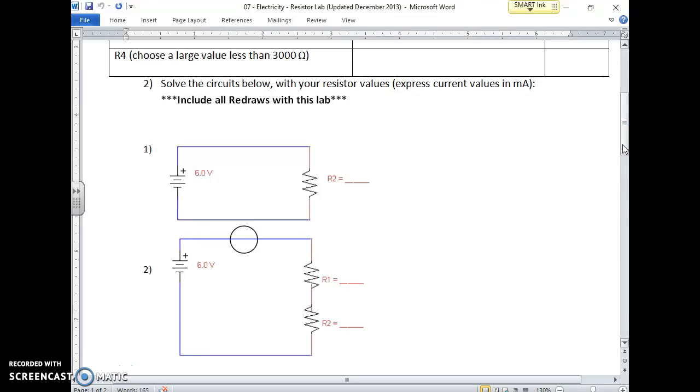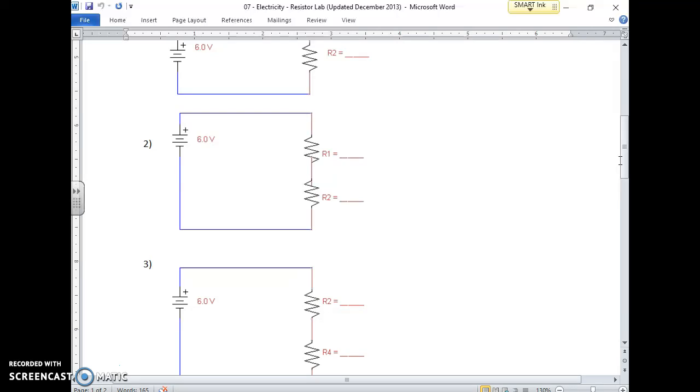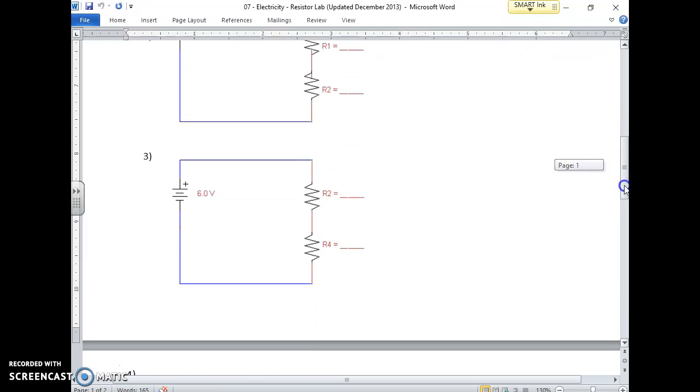So what you're going to do is you're going to take the value you found for R2, plug it in, and solve for the circuit. You're going to get very small numbers for your current. That's okay. That's what we would expect. For the second circuit, you're going to use your R1 and R2 resistors, plug those values into these spots, and solve for the circuit. For circuit number 3, same thing, except you are working with resistor R2 and R4.